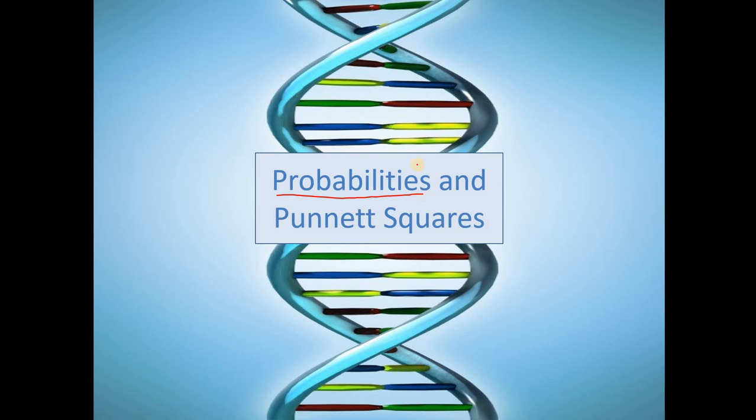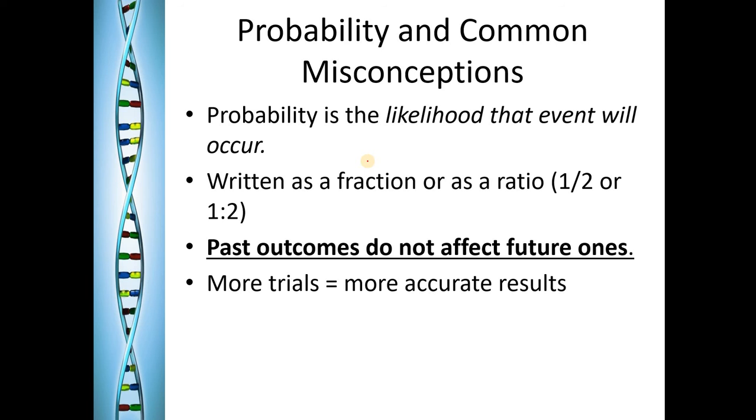Just like when you flip a coin, there's a 50% chance that that coin will land heads up and a 50% chance that that coin will land tails up. Probability is just like that. And we can write our probability as a fraction, as a ratio, or we can even write it as a percentage. Any of those are appropriate.